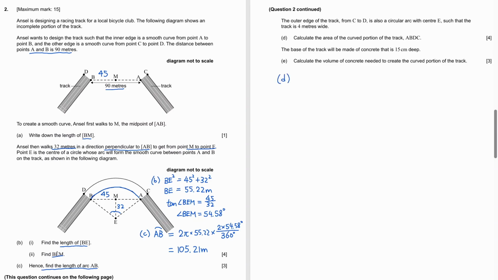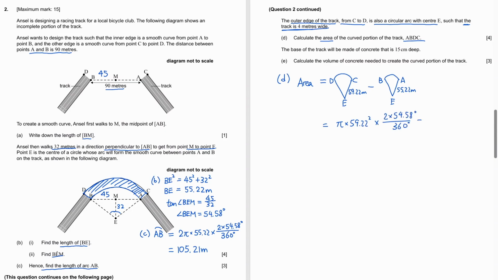Part D. There is an outer edge CD, which is also an arc with the same center E. The width of the track is 4 meters. We want to find the area of the track region ABDC. That is just the difference between the two circular sectors: the outer one, sector CDE with radius 59.22, minus the inner one, sector ABE with radius 55.22. After calculation, the area is 436.1 square meters.